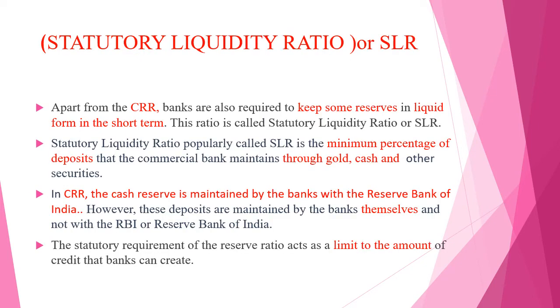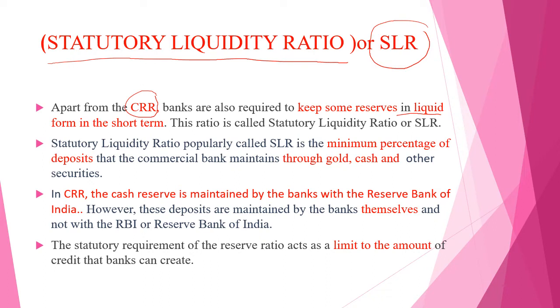Next is the statutory liquidity ratio. Statutory liquidity ratio means what? That is SLR. Apart from CRR, which we already discussed, banks are also required to keep some reserves in liquid form in the short term. That means banks can keep some amount in liquid form, through gold or cash or any government security. The bank can keep it in the form of gold, in the form of cash, or in the form of government security. There is no demand that it should be in cash.